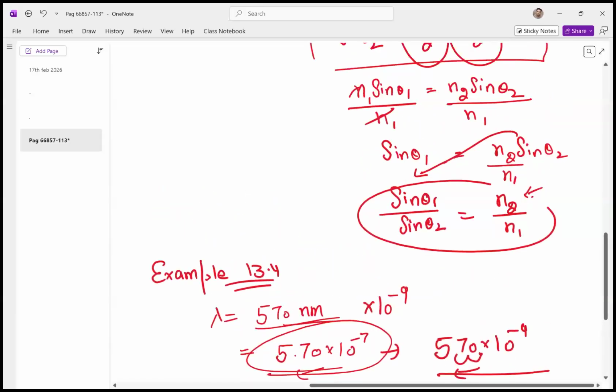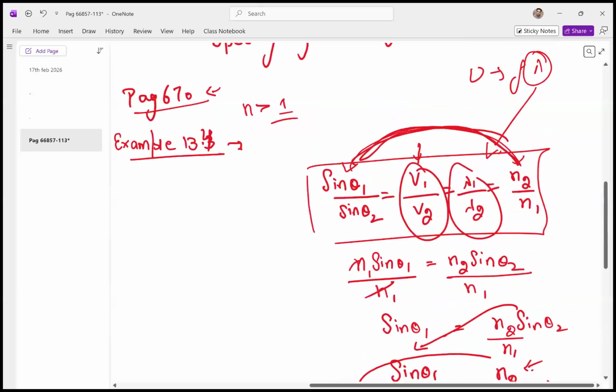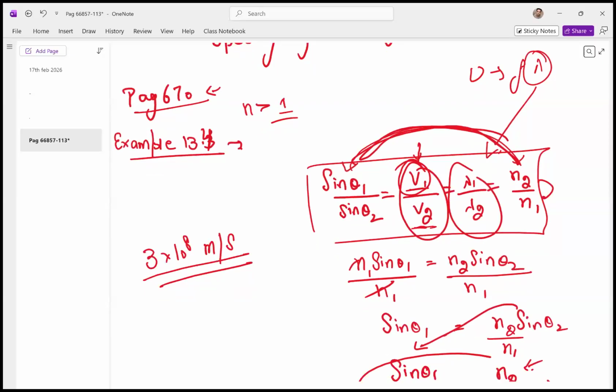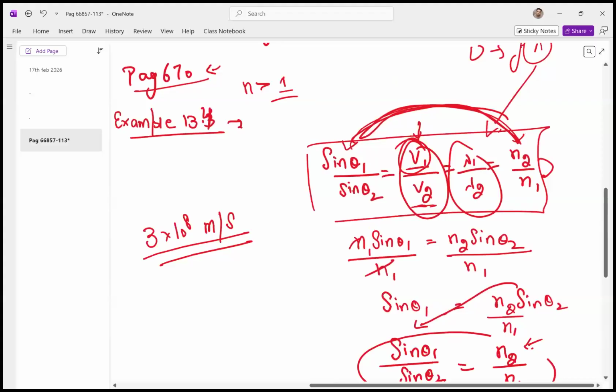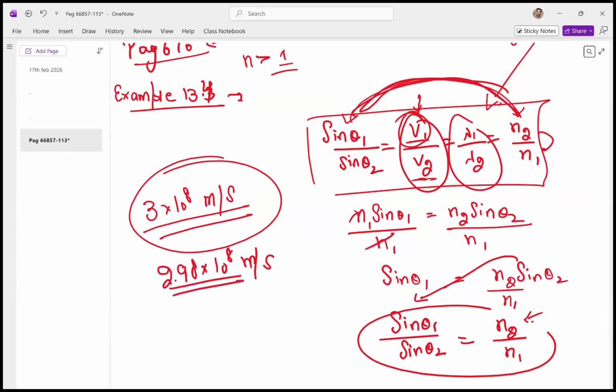I need to find the speed of light in the diamond, and speed of light in vacuum or air, we can take it as 3 times 10 raised to the power 8 meters per second. And this is given to you in your formula booklet also. On the top right corner you can find this one. The book also says 2.98 times 10 raised to power 8, which means one and the same thing, whichever number you want to use, you can use that number.